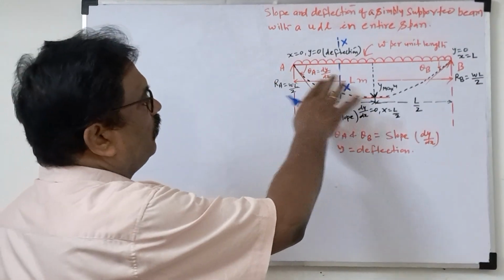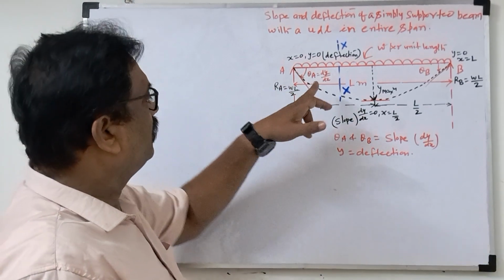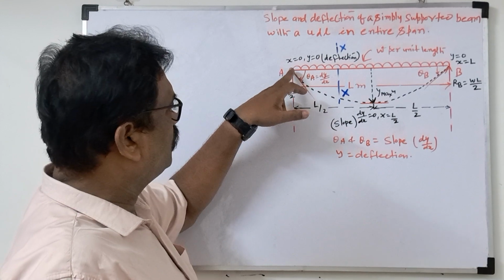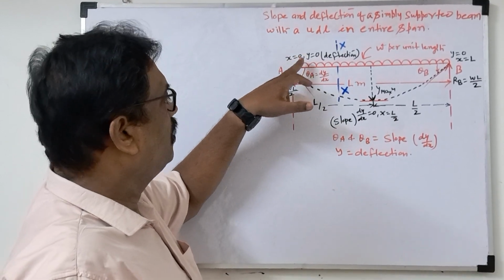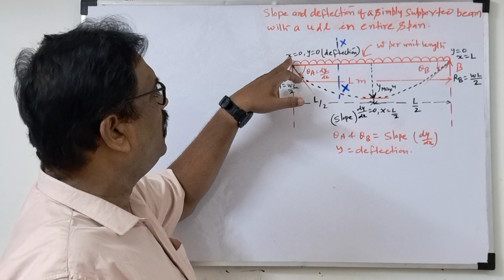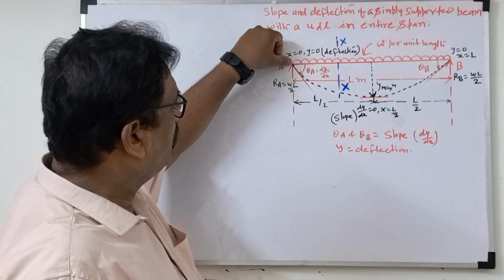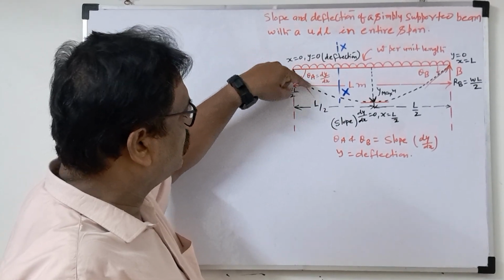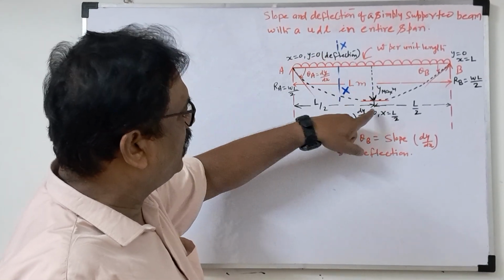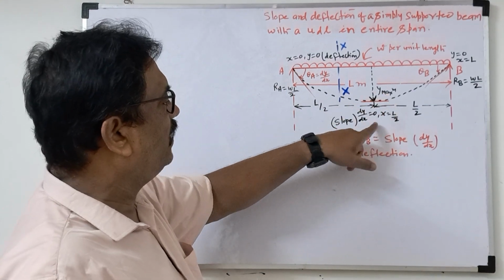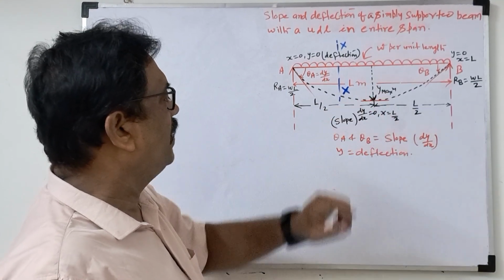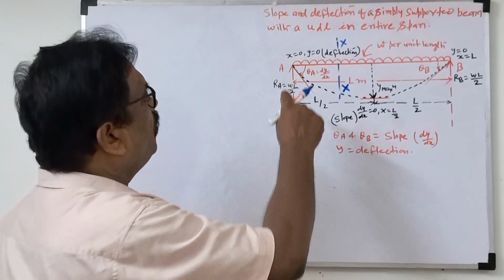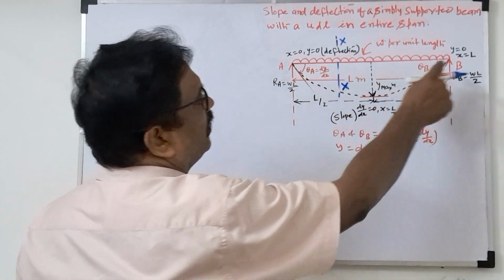So here I wrote all the boundary conditions. Due to the UDL, deflection starts from point A. So at point A, deflection will be 0, that is, deflection will be 0 when x equals 0. Then deflection gradually increases, and at the middle of the beam, when x equals L by 2, deflection will be maximum. And the slope will be maximum at point A and at point B.